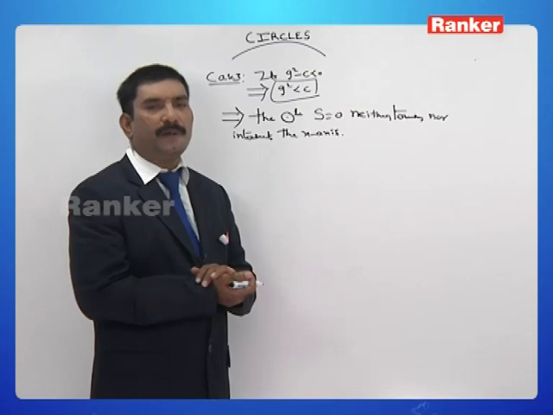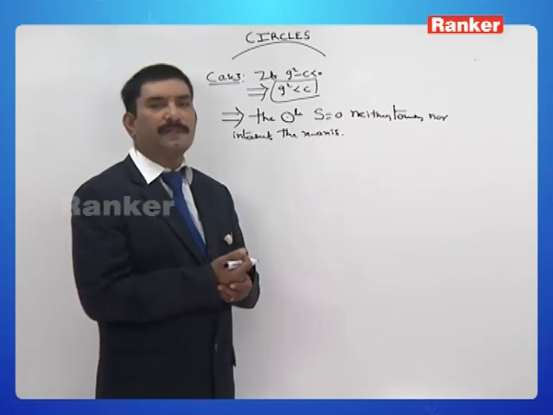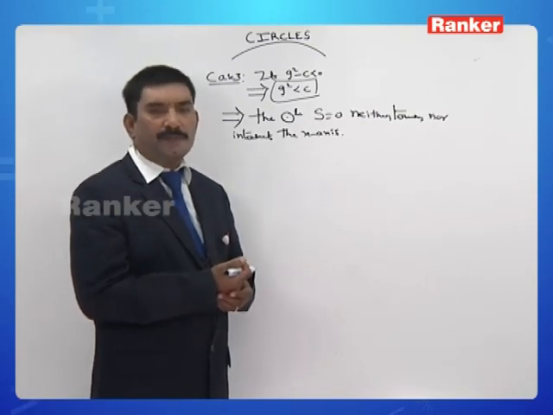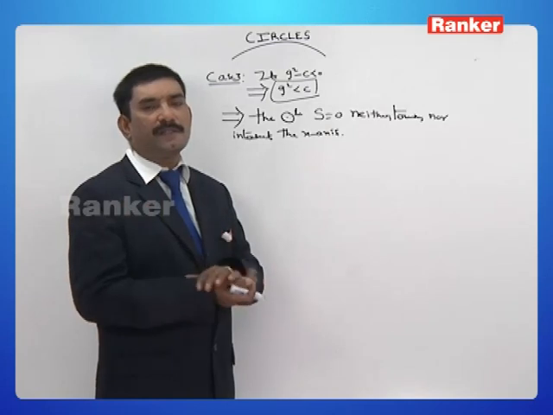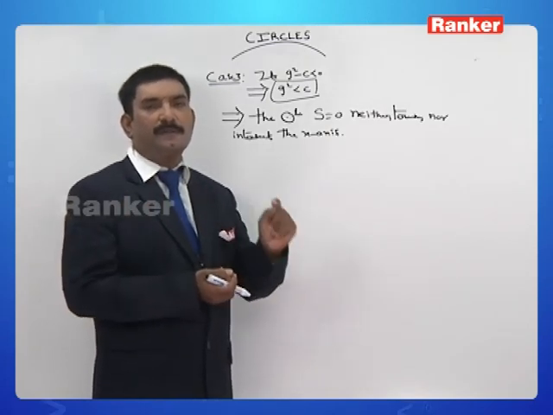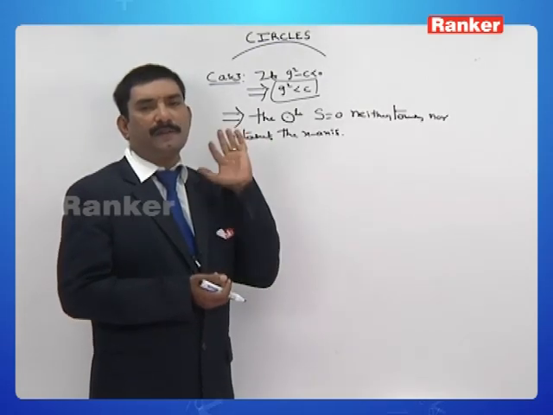If it cuts at 2 points x1, y1, then x square plus 2gx plus c is equal to x minus x1 into x minus x2. So therefore, the equation of circle S equal to 0 can be written as x minus x1 into x minus x2 plus y square plus 2fy is equal to 0.